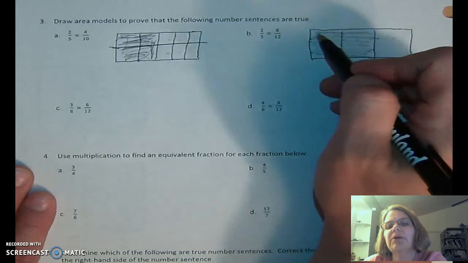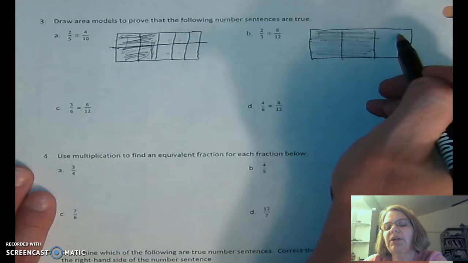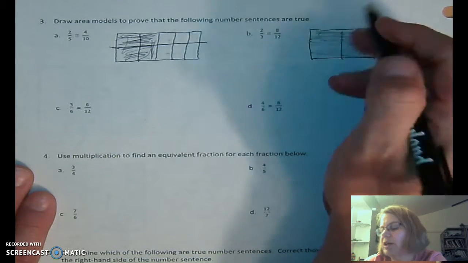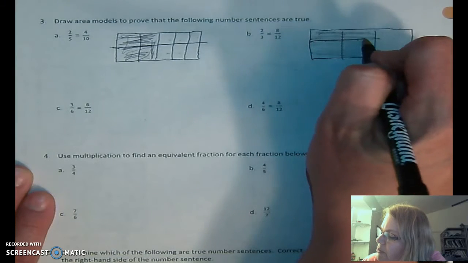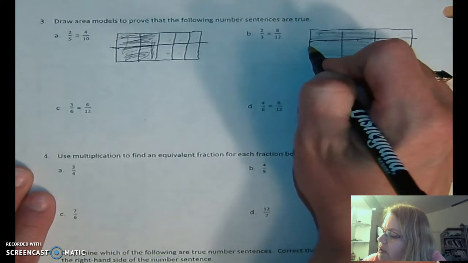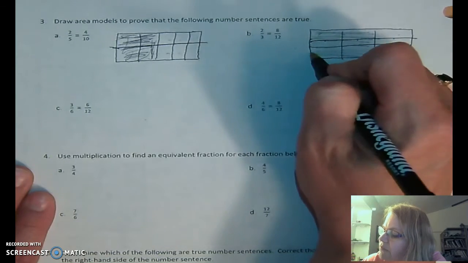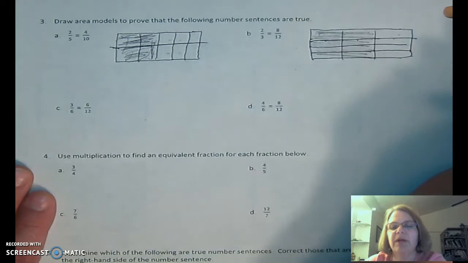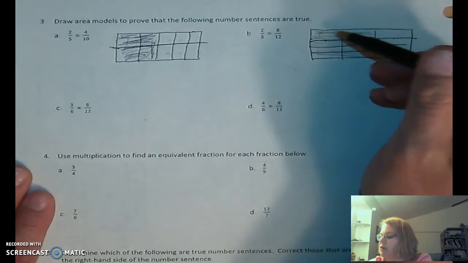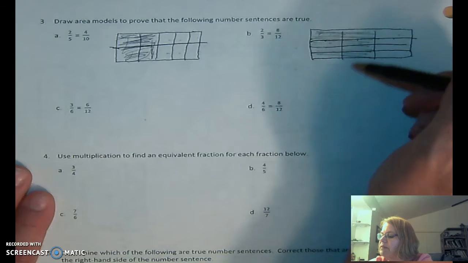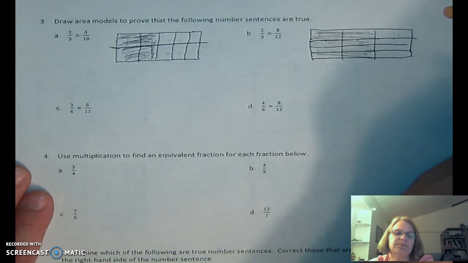Did you see how that works? There's 3. We want it into 12ths, so we're going to make 4 lines down, just like an area model. 3 lines down to make it 4 spots. So now we have 12ths. And we have 1, 2, 3, 4, 5, 6, 7, 8 shaded, 8/12.